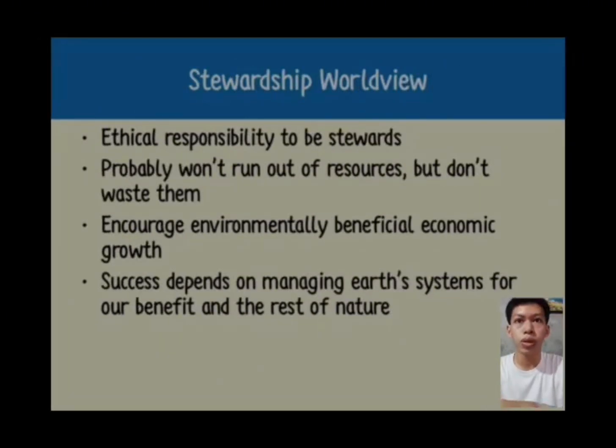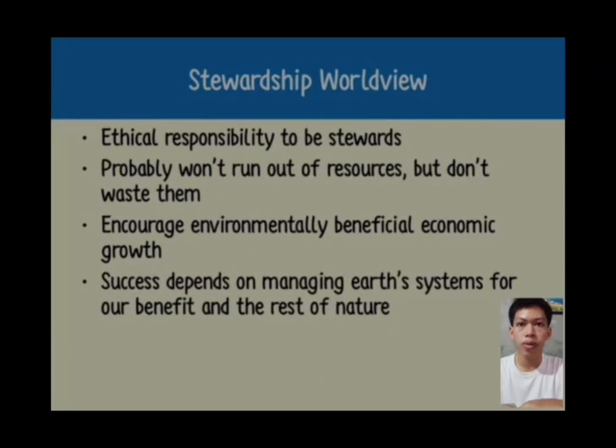Stewardship worldview. First, what is the stewardship worldview? Number 1. Ethical responsibility to be stewards. 2. Probably won't run out of resources, but don't waste them. 3. Encourage environmentally beneficial economic growth. 4. Success depends on managing the Earth system for our benefit and the benefit of the rest of nature.